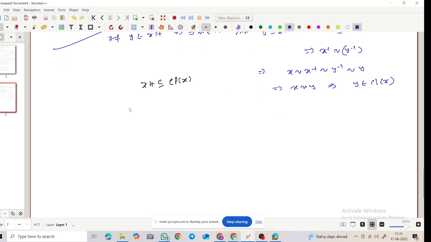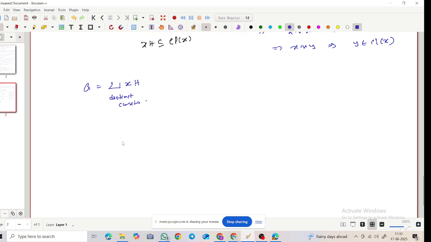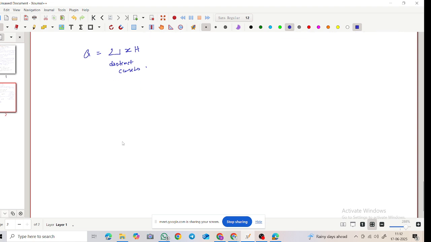So from the previous observations, what can we say? G is a disjoint union of distinct cosets xH, right? This will be our observation 4. xH is bijective.